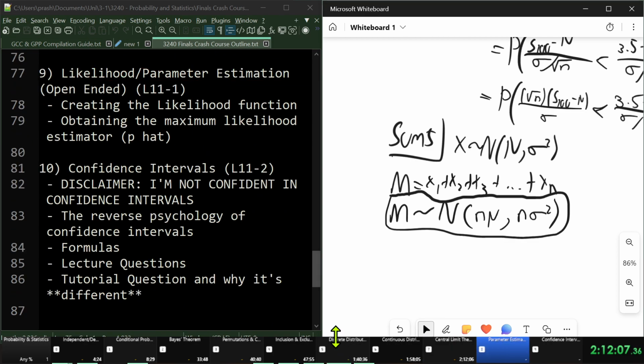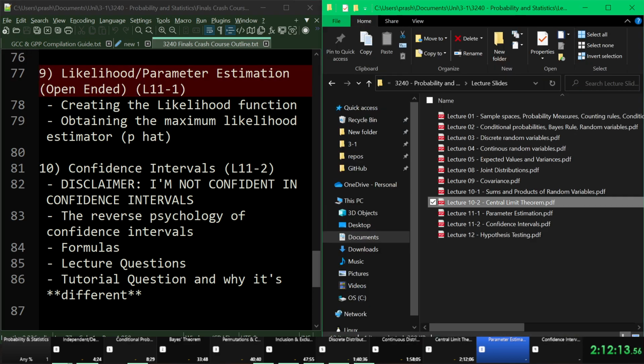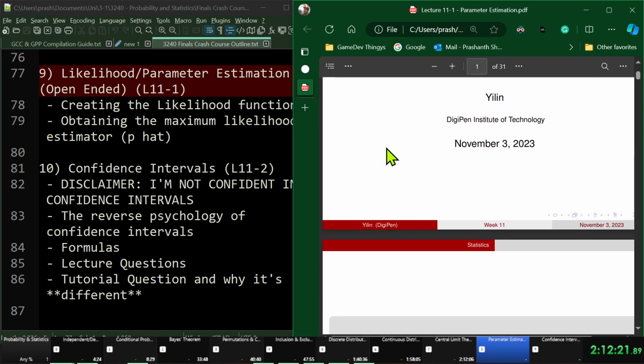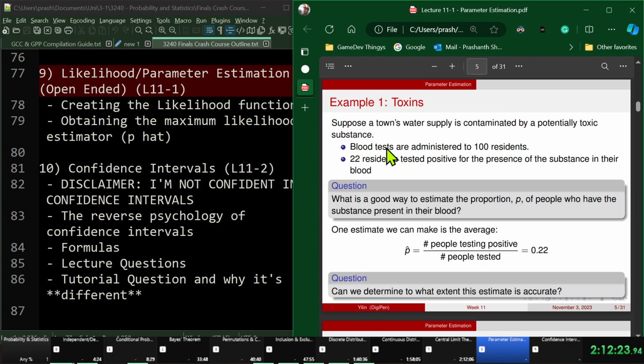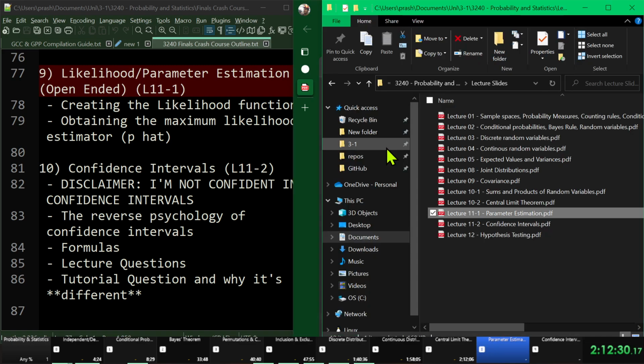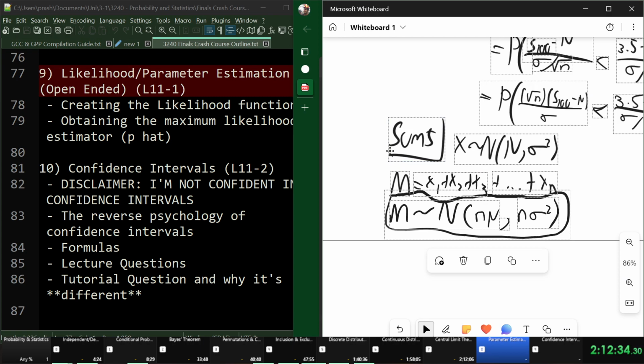Okay, I think that's it for CLT. Next topic is likelihood parameter estimation. That's always fun. Right, so parameter estimation, this comes, okay, where is my whiteboard?